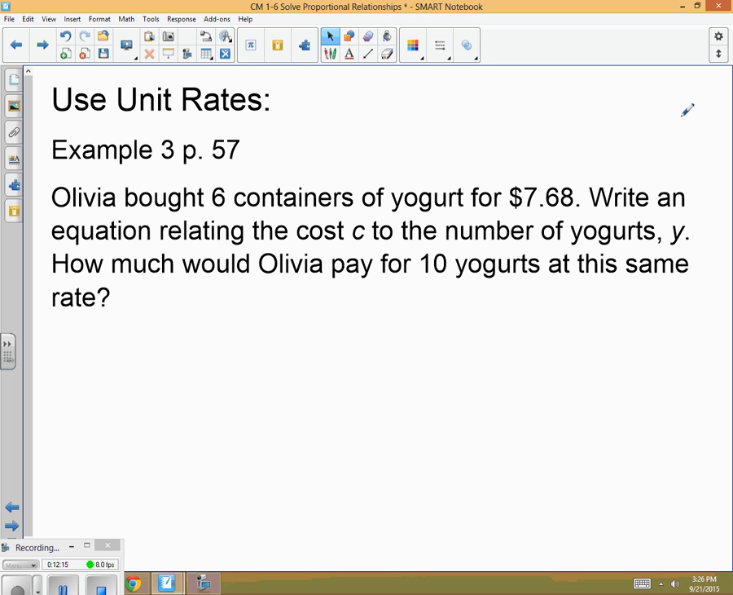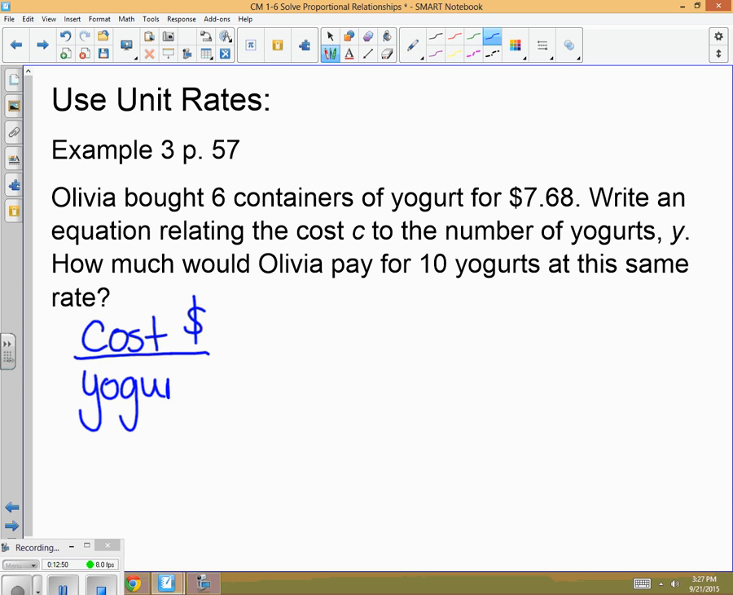It reads, Olivia bought 6 containers of yogurt for $7.68. Write an equation relating the cost, or C, to the number of yogurts, which will be Y. How much would Olivia pay for 10 yogurts at the same price? So we're comparing the cost in dollars over the number of yogurts, or the containers of yogurt. So I'm just going to put cost per yogurt.